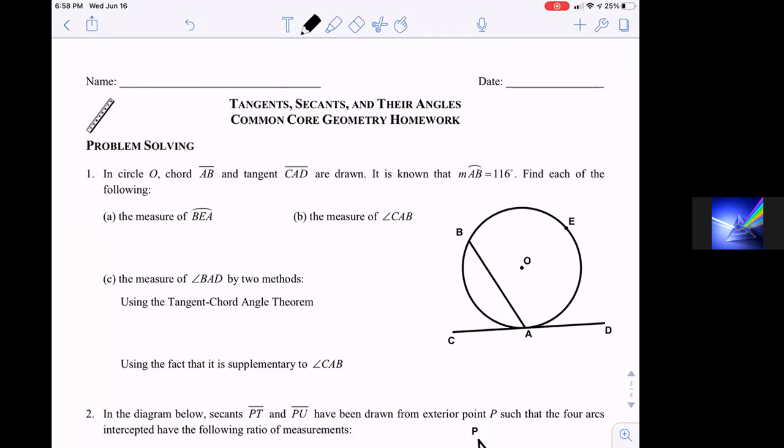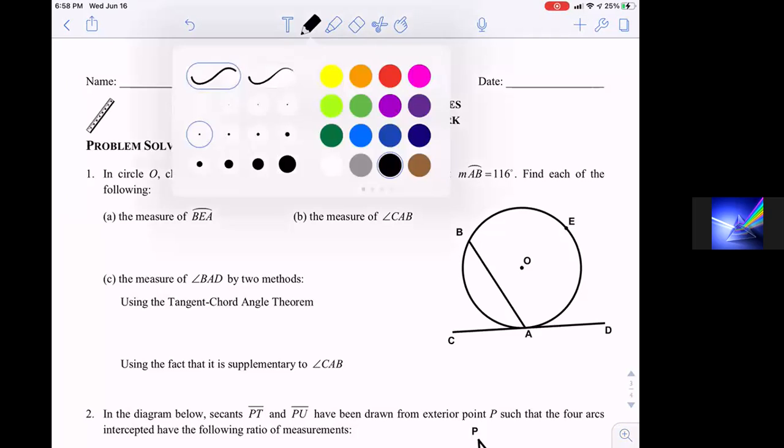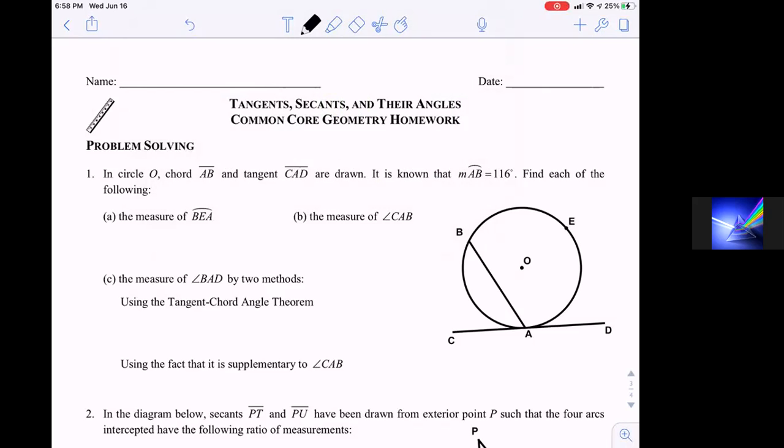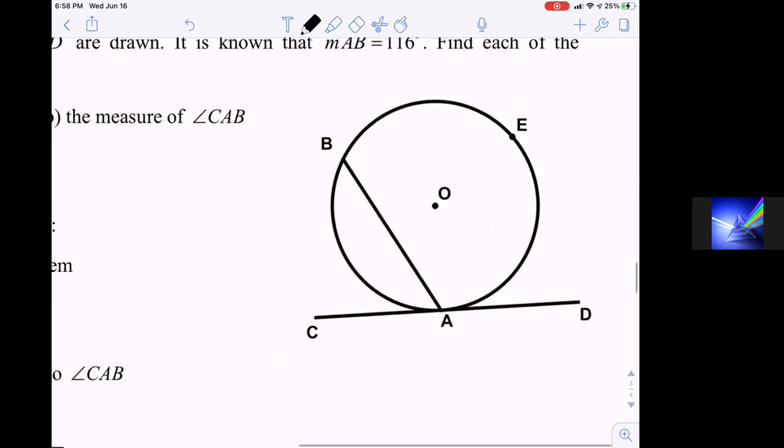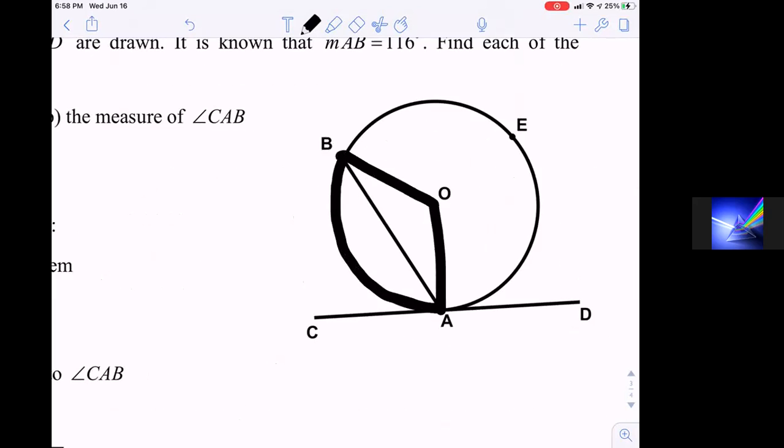Let's begin. In question number 1, it says, in circle O, chord AB and tangent CAD are drawn. It is known that arc AB is 116 degrees. Find each of the following. Well, let's label that on the picture. Arc AB is this one that I'm shading right here in black. And as measured from a central angle, that would be 116 degrees.